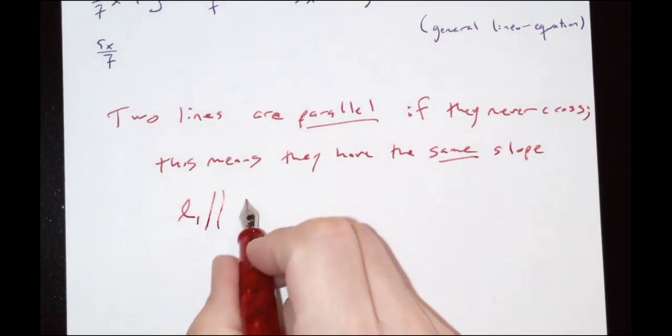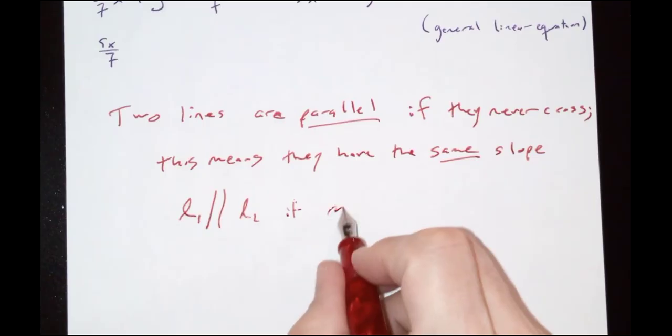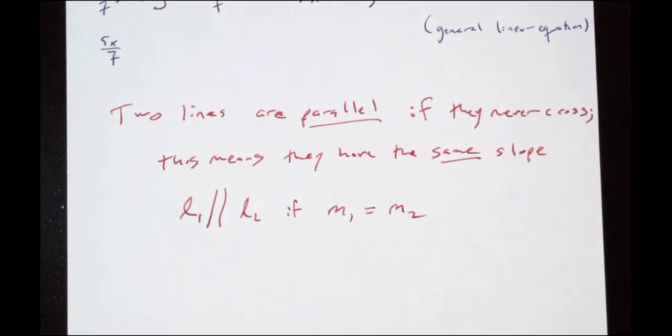Line 1 is parallel to line 2 if the slope of line 1 is the same as the slope of line 2. However, this does lead me to a problem. If my line is vertical, what's its slope? Undefined. A horizontal line has a slope of 0. If my line is vertical, it doesn't have a slope. How can I do this? So there needs to be a caveat here that says if the slopes are equal or they're both vertical.